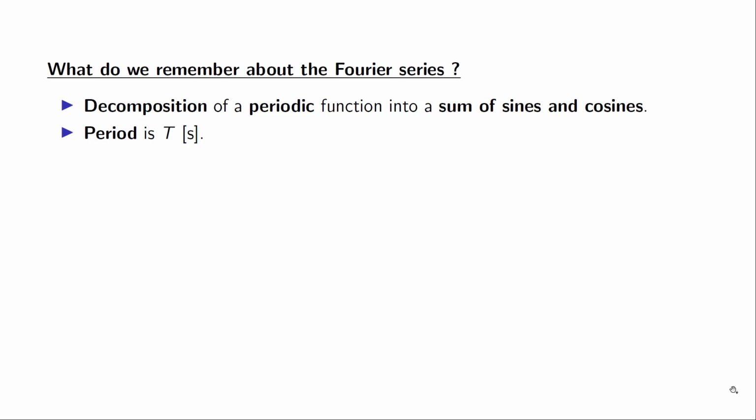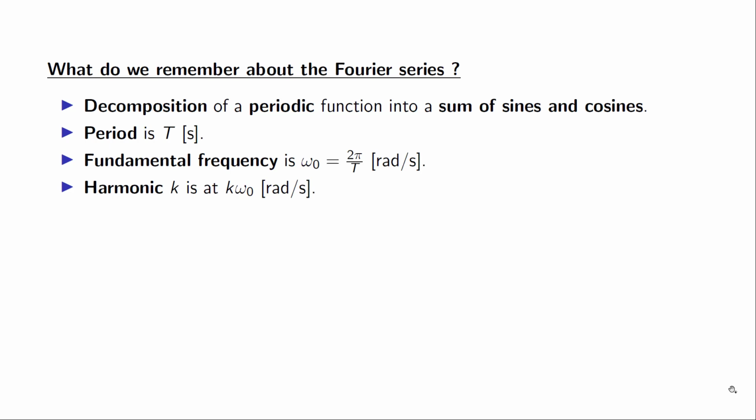The period of our function will be called T and it's expressed in seconds. Associated to this period we have the fundamental frequency omega 0, which is 2 pi over T and it's expressed in radians per second. This frequency intervenes in the sines and cosines. But of course, there are other frequencies that come in, called the harmonics, right? So it's the fundamental frequency omega 0 multiplied by an integer k. So if k is equal to 2, we speak about harmonic 2. If k is equal to 3, harmonic 3, and so on.